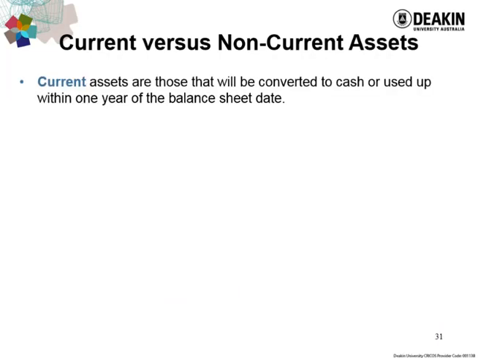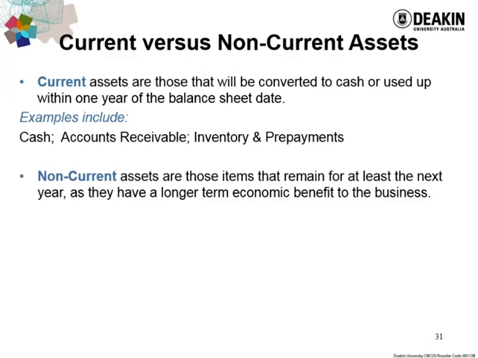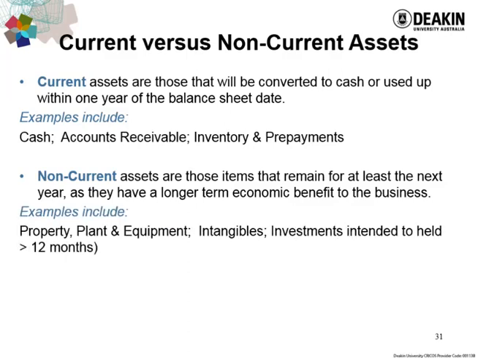So current assets are those that will be converted to cash or used up within 1 year of the reporting date. Meaning within the next 12 months, they will be converted into cash or they will be used up. Examples include cash, account receivable, inventory, and prepayments. Non-current assets can generate economic benefits in the longer term, so more than 12 months. For example, property, plant and equipment, intangible assets, and investments such as shares and other securities intended to hold for more than 12 months.